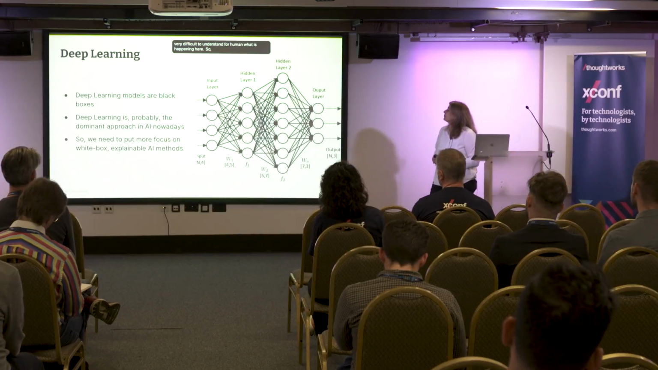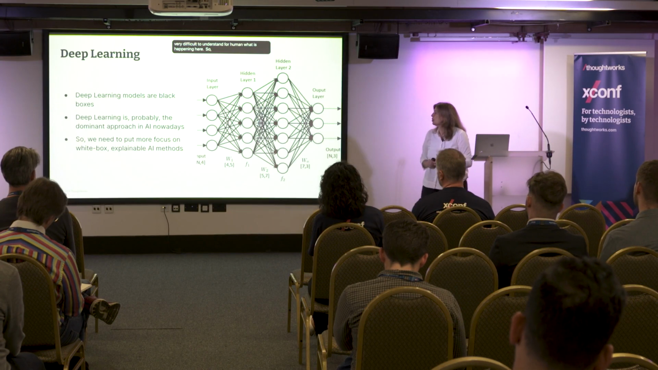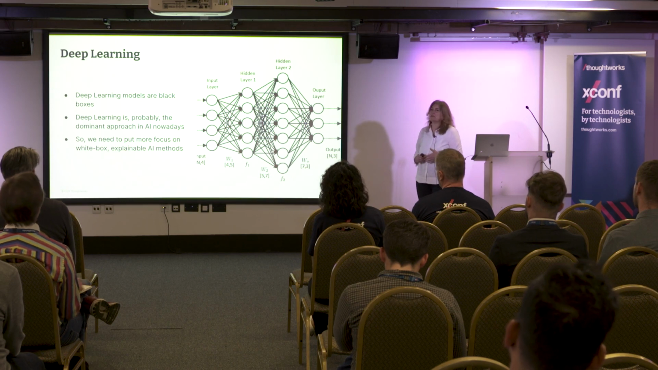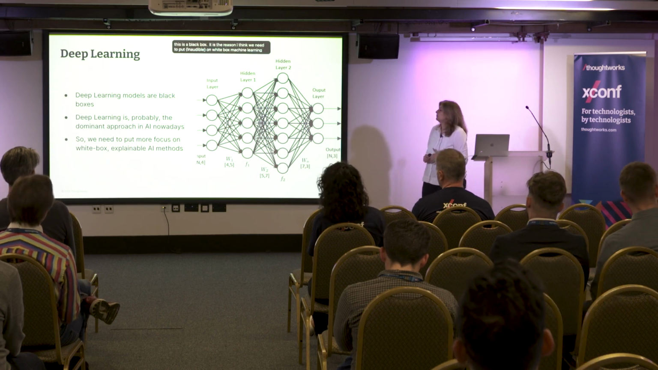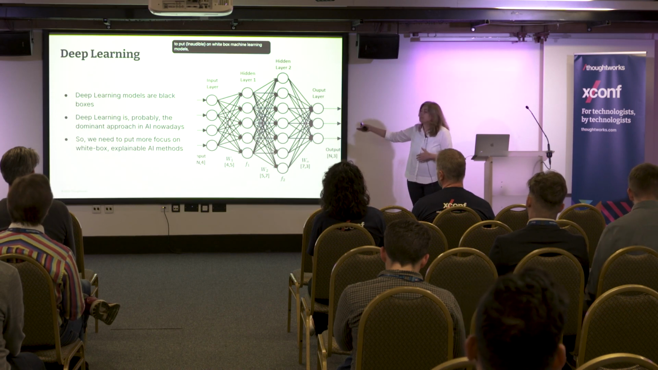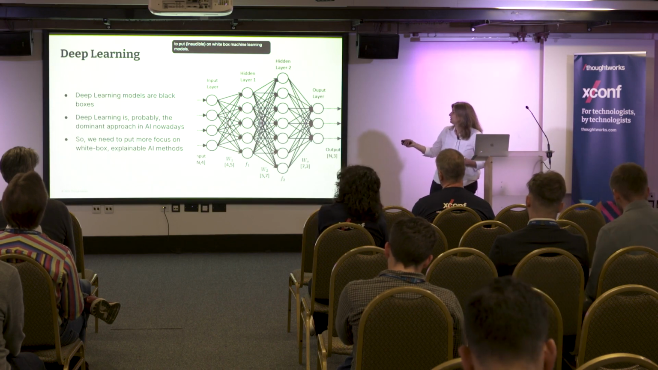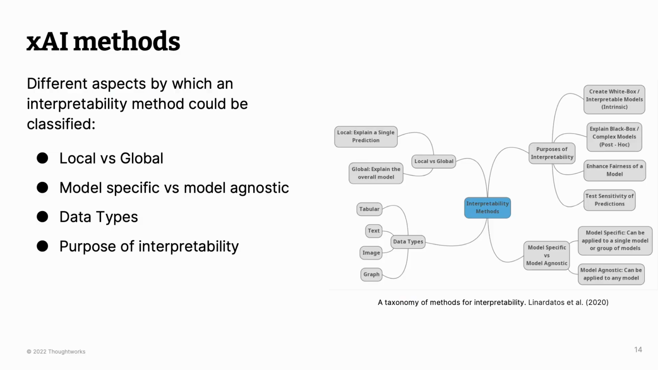This is the reason I think we need to put more focus on white box machine learning models, no? On explainable artificial intelligence models. We need to go beyond deep learning models to find solutions for explainability. Well, there are a lot of methods, no? Explainable artificial intelligence is a very hot field. There is a lot of research. We have many methods and approaches, and sometimes it's difficult to find your way.